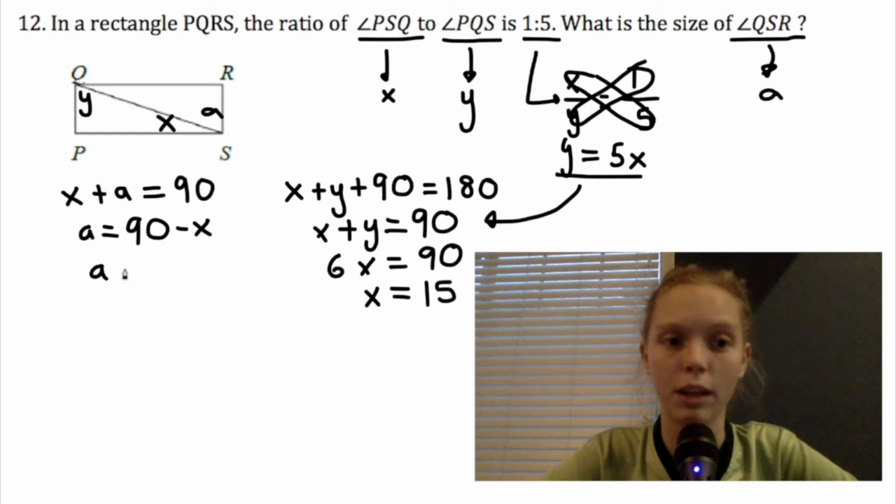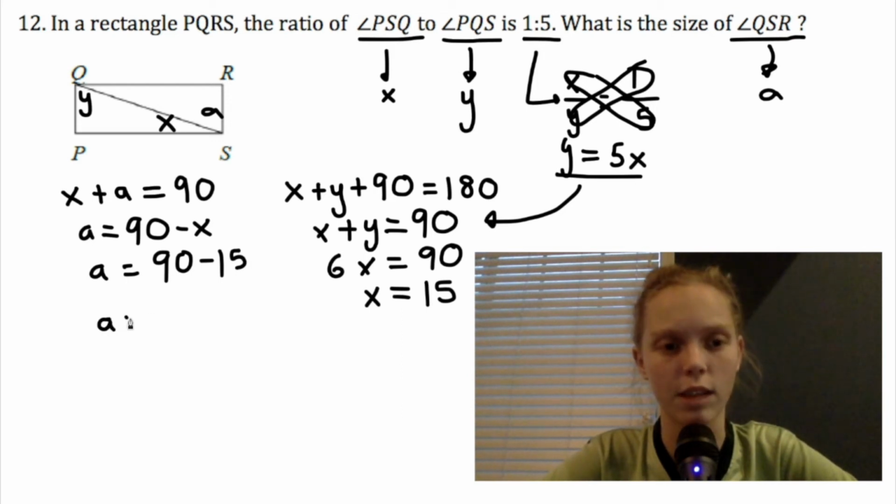Now we must plug that into our relationship with a. A equals 90 minus 15, and thus a equals 75. And that is our answer.